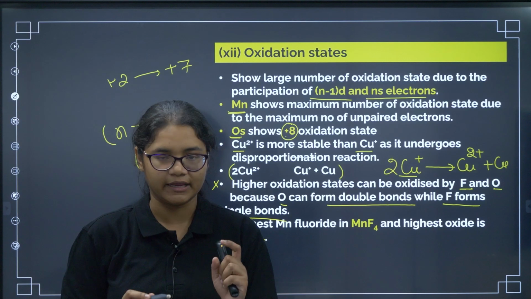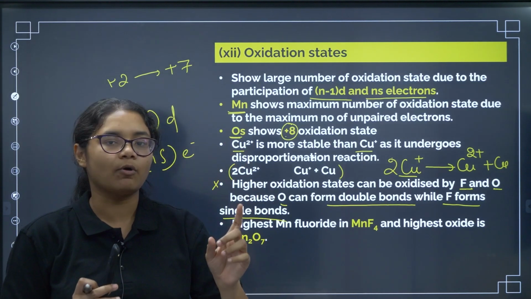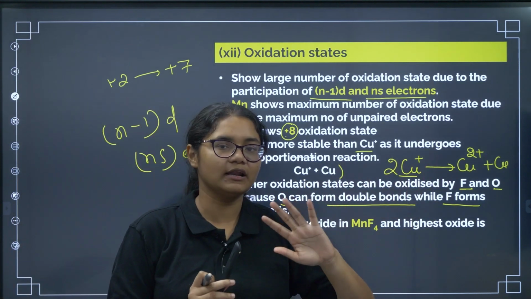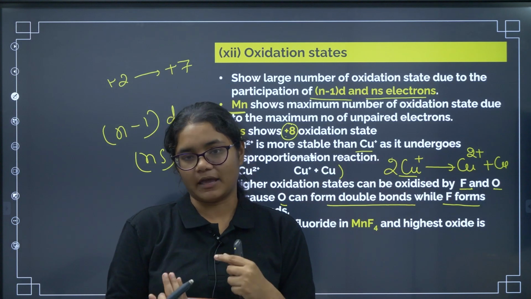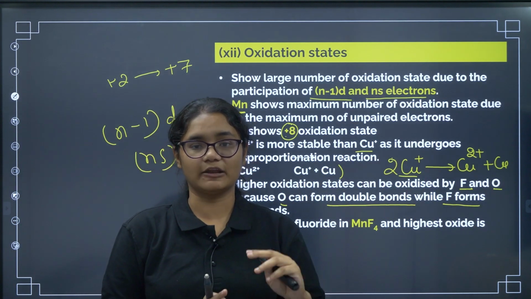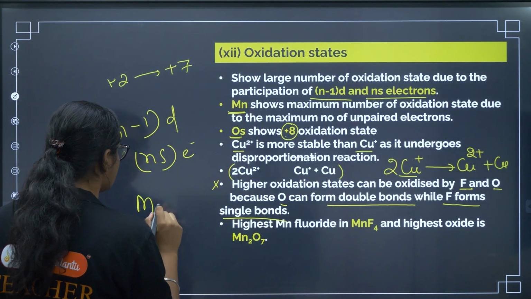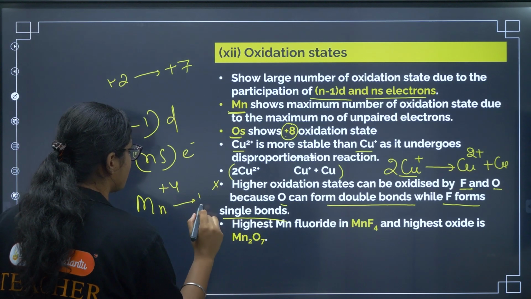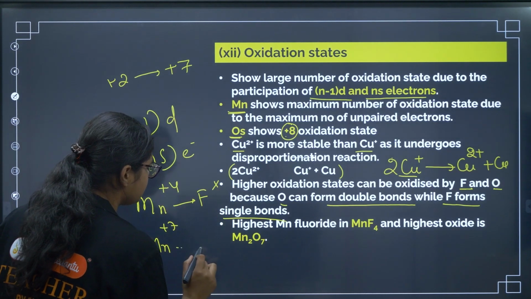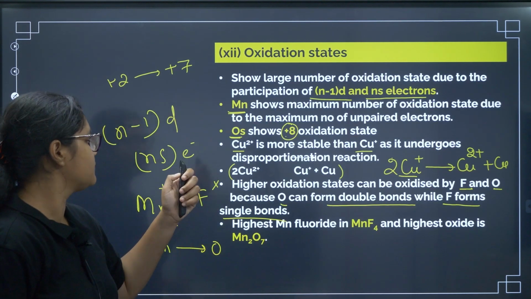I'll repeat this point once again. Whenever there is a higher oxidation state for any element, they generally form bonds with fluorine or oxygen. This is because fluorine and oxygen are highly electronegative. Now if I compare fluorine and oxygen, oxygen can be used more because it can form multiple bonds. Okay, so for example, when manganese is in +4 oxidation state, it forms a bond with fluorine. But the same manganese in +7 oxidation state will prefer to bond with oxygen because it can form a double bond here, right? So that is the important point here.